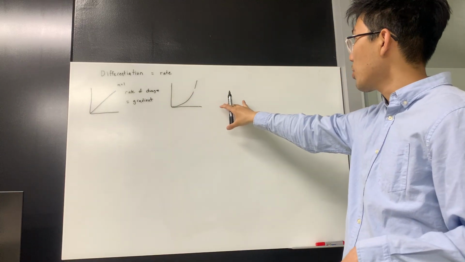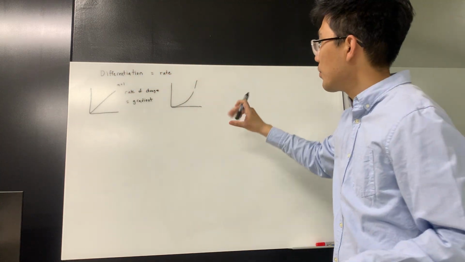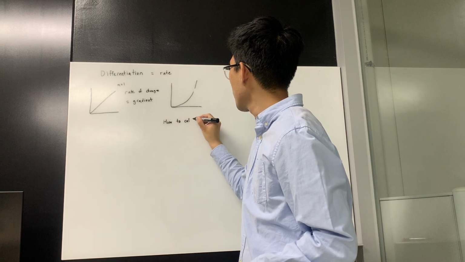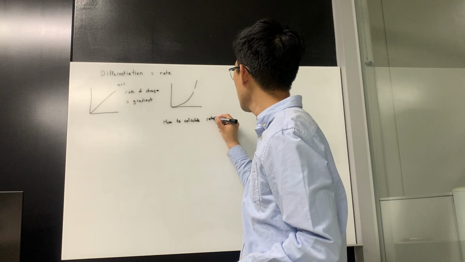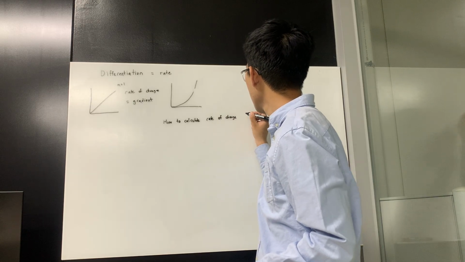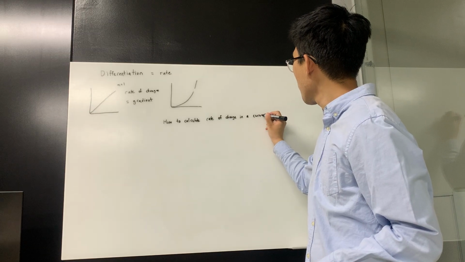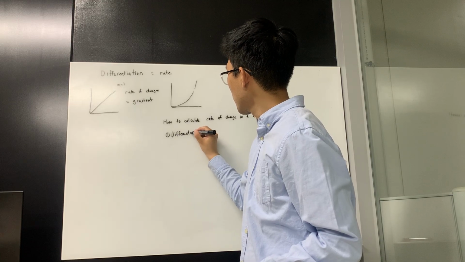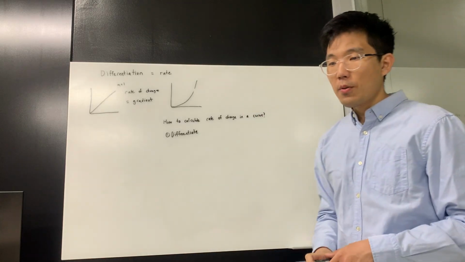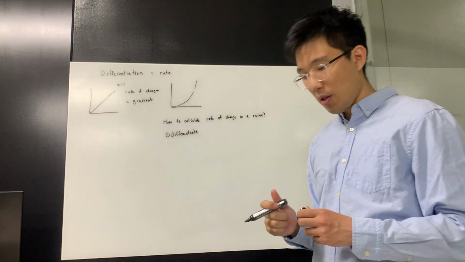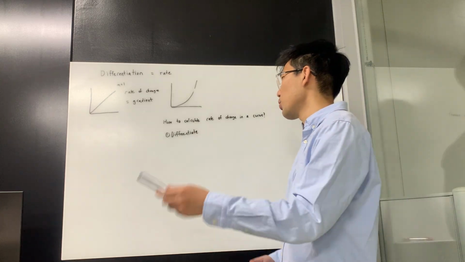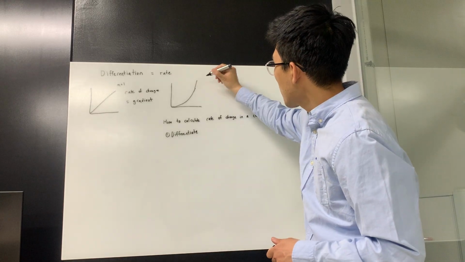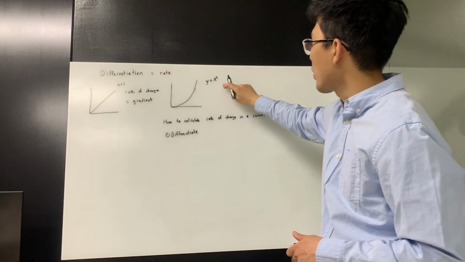So how do you calculate rate of change here? You use differentiation. How to calculate rate of change in a curve? First, you differentiate. And in the rest of the curriculum, you will learn how to differentiate different functions, and unfortunately, you're going to have to memorize a bunch of formulas. I won't cover the formulas for now, but just know that, let's say this is a quadratic, y is equal to x squared graph.